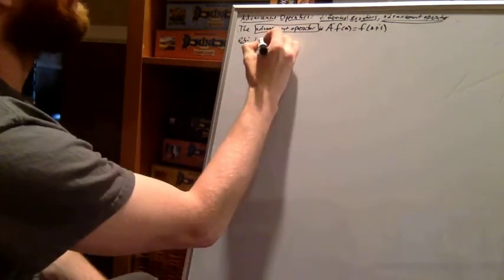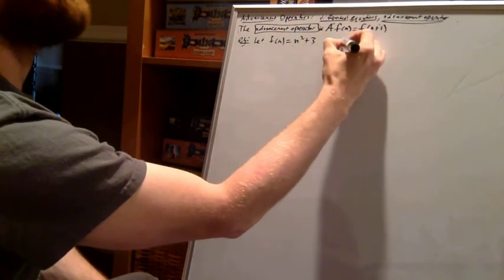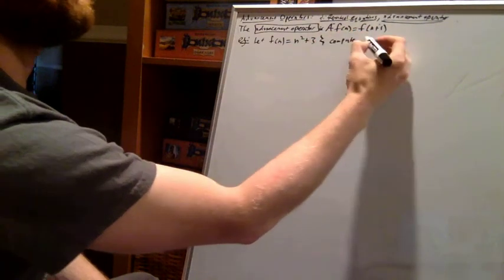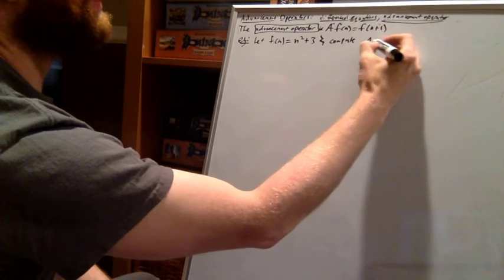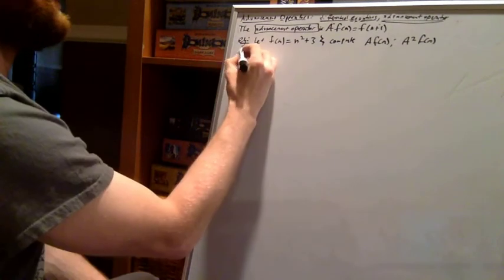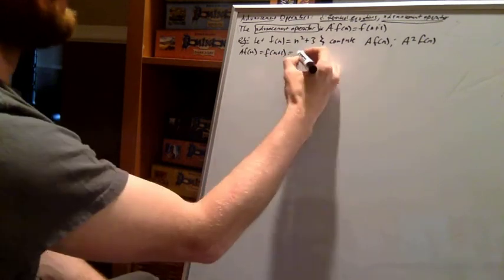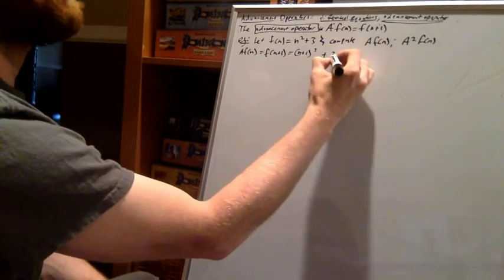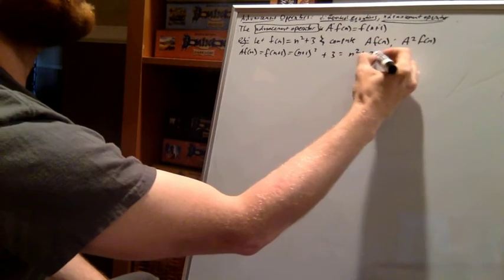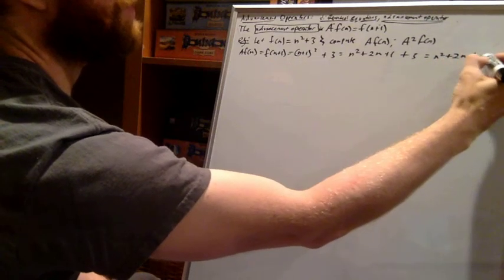So let's just do an example of employing the advancement operator. Let f of n equal n squared plus 3. Let's compute A f of n, and let's do A squared f of n. Well, A f of n is just f of n plus 1. So that's going to be n plus 1 quantity squared plus 3, which is n squared plus 2n plus 1 plus 3, or n squared plus 2n plus 4.